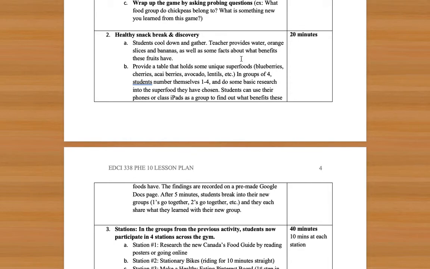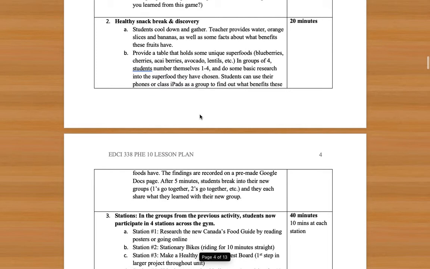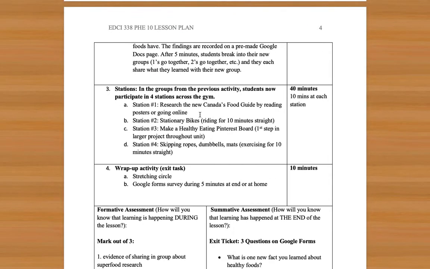So you maybe have some orange slices, bananas, some water for them, and then you're going to go into a little research project where they use Google Docs to research some superfoods, some things that maybe they are aware of, or maybe some things that the teacher has brought in, and then they split into new groups and describe what they're learning based on what they had found as a group. So that is self-guided, but it's scaffolded and supported by the teacher.